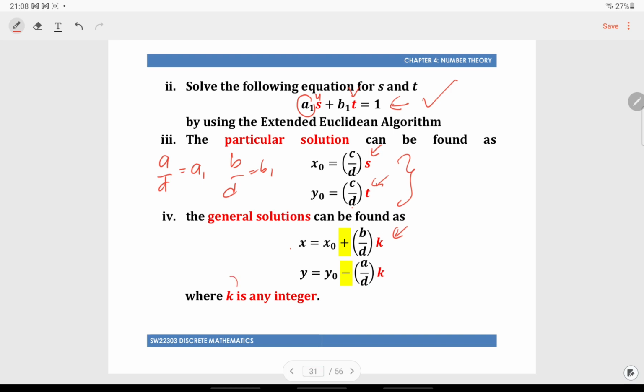K can be any integer. So the general solution means if you substitute K with any integer, 0 or any other integer, the outcome is a solution for the linear Diophantine equation. These two equations are the general solutions for the given LDE. So you can replace K with any integer, and X and Y still satisfy the LDE.